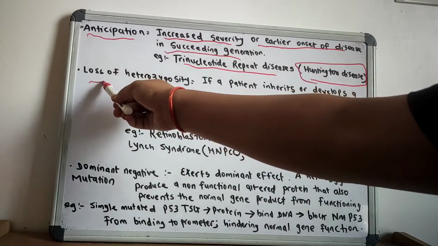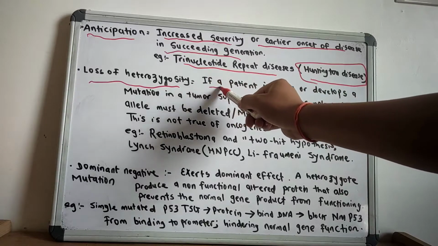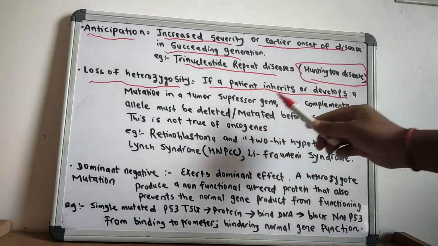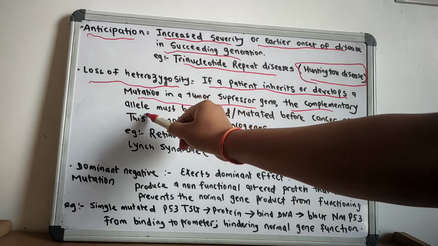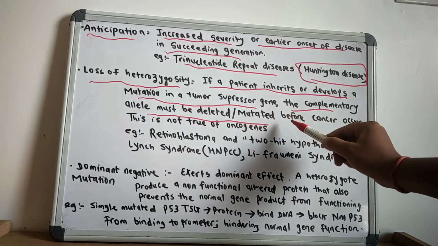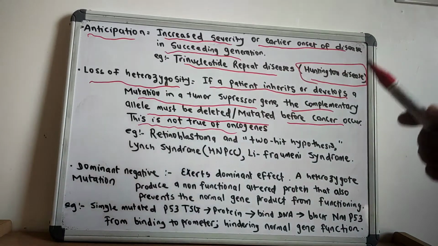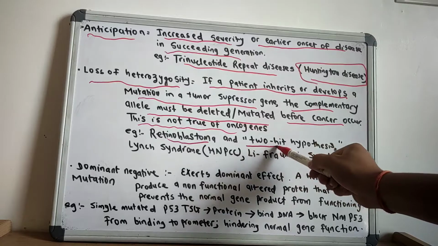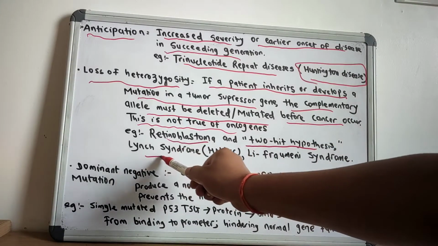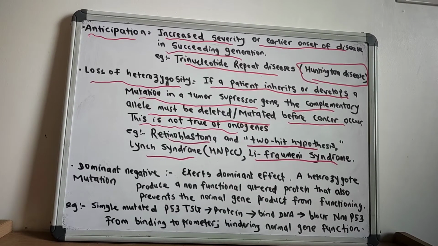So, loss of heterozygosity. What is meant by the loss of heterozygosity? If a patient inherits or develops a mutation in a tumor suppressor gene, the complementary allele must be deleted or mutated before cancer can occur. But this is not true in the case of oncogenes. For example, retinoblastoma and the two-hit hypothesis, Lynch syndrome, and Li-Fraumeni syndrome. It is known as the loss of heterozygosity.